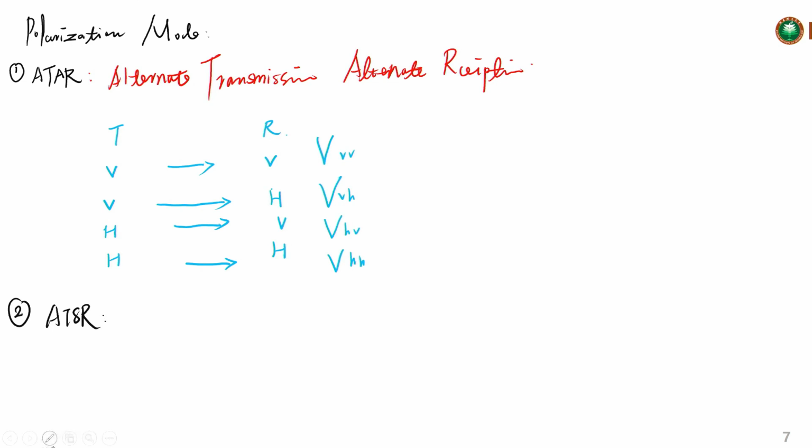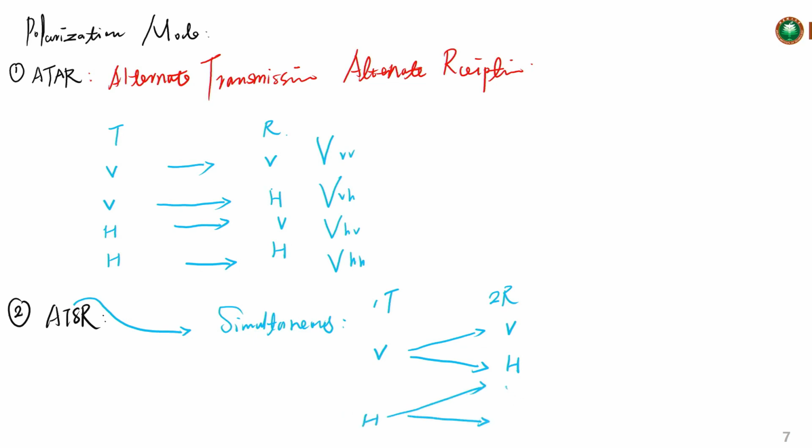The second mode is called the STAR mode, and we just wanted to introduce this term. It is called simultaneous. For this condition, we get one transmitter and two receivers. That means we have a transmitter at V polarized, which relates to the V and H components. And for H polarized, we have the same thing, V and H polarized. So we can get HH, and we have four components like this, right? So this is the second mode.